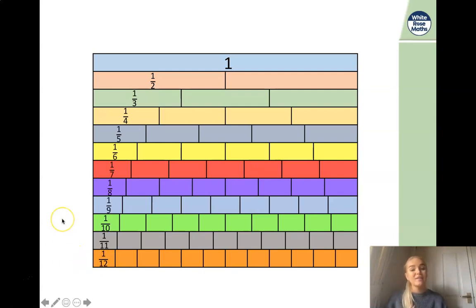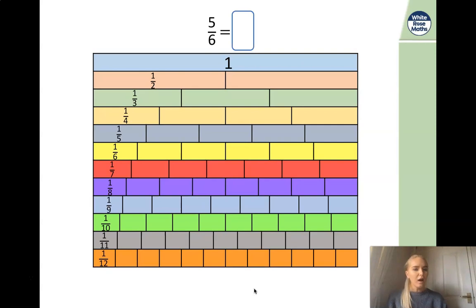So you can see that it's a fraction wall because it starts at 1, and each time the bar is being split into more pieces. And we can see that this is 1/12 because there are 12 pieces to my bar, and that is just one of them. And I'm going to show you today how you can use this fraction wall to help you find equivalent fractions. And I'm going to show you an example and then it's going to be your turn, so make sure you listen carefully.